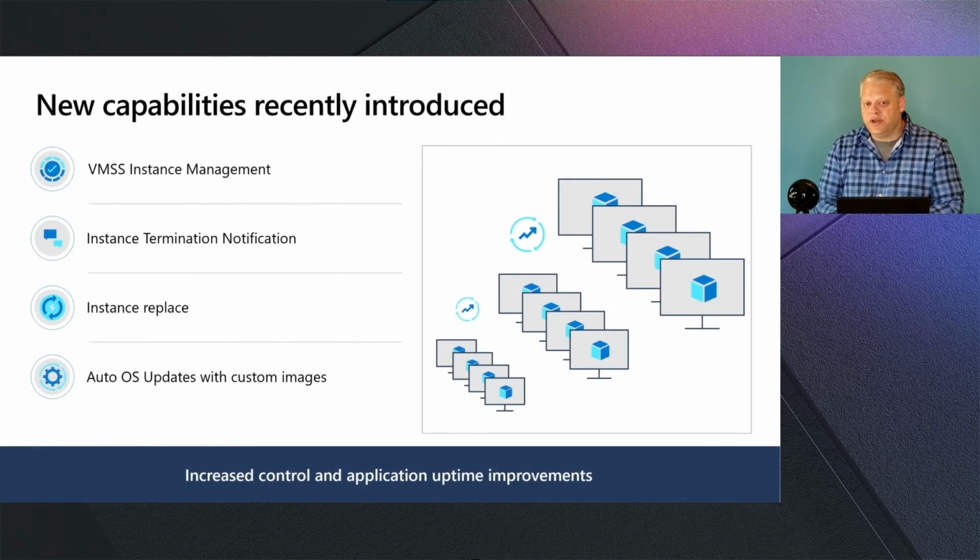Here is a set of recently released functionality that we've added to the VM scale sets. The first is instance management. This allows you to control which instances are removed when you scale down. You can configure to have either the most recently created instances or the oldest instances removed. And typically, depending on where you are in the software update cycle, we see a lot of customers switching between those two configurations.